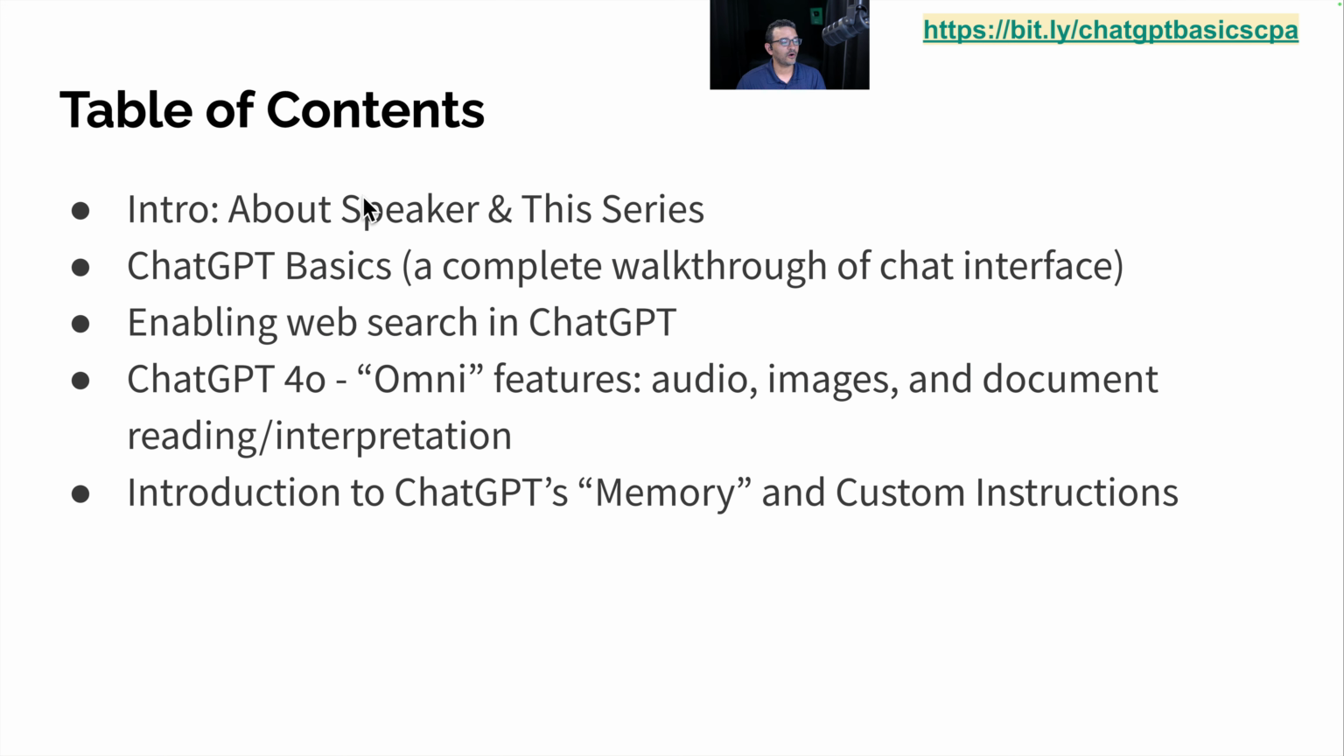Then we're going to talk about the whole Omni feature. ChatGPT recently, as recent as May 2024, made a complete revamp, a new release of the model. It's called ChatGPT 4.0. O stands for Omni, which features audio, images, document reading and interpretation. You're going to see it's tons of fun to discuss all these different things that you can do.